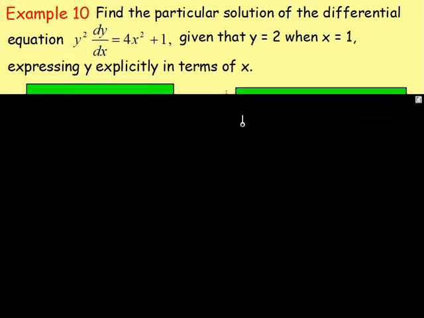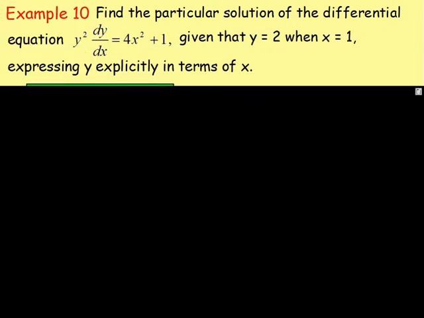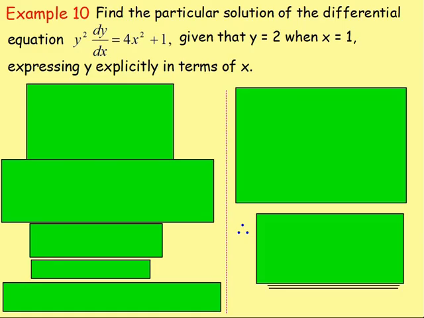So, example 10, find the particular solution of the differential equation x squared dy by dx equals 4x squared plus 1, given that y equals 2 when x is 1, expressing y explicitly in terms of x. So, examples 1 to 9 are in the first 2 lessons. This is just another example of solving differential equations, but we're going to be looking for the particular solution.